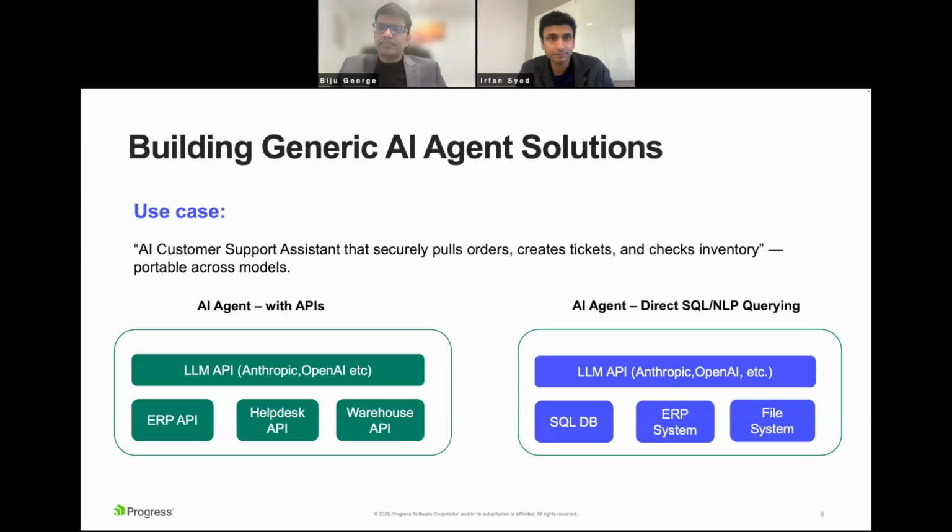So let's take this as an example where I have to build an AI agent here on the left side. I want to build a customer support application. I will have an ERP API, a help desk API, a warehouse API, and I'm trying to build an LLM API. That API can be used as an interface to communicate with my AI agent or AI solution. I could similarly do that for my database solutions, where I could expose a SQL kind of DB through an AI agent, or an ERP system, or a file system. This is all perfectly good.